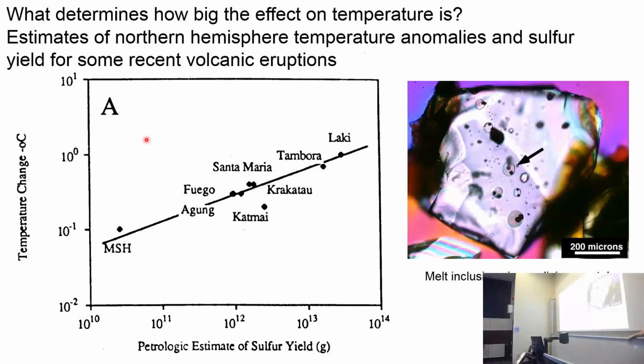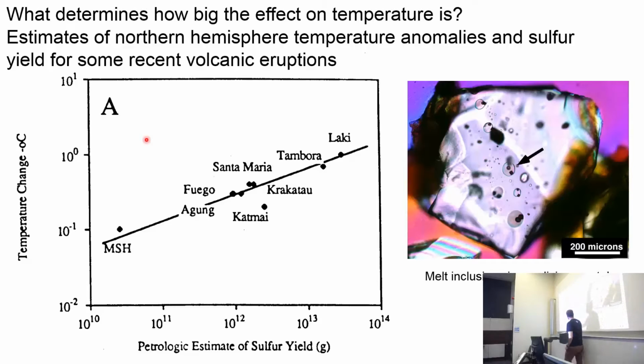So this is a sample of the melt, the magma before it erupted. It's trapped inside minerals. We can measure the sulfur content in that, and we can measure the sulfur content in the rocks that are erupted, and do a mass balance and work out how much sulfur is missing. That must have been degassed during the eruption.